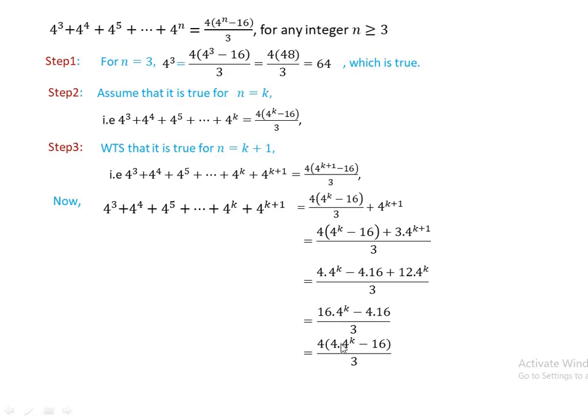Again, using the rule of exponential functions, 4 times 4 to the power of k is 4 to the power of k plus 1. So this is equal to 4 times 4 to the power of k plus 1 minus 16, all over. This is the required result, which is the same as our claim. Therefore, this is true for every n greater than or equal to 3. Therefore, it is proved.